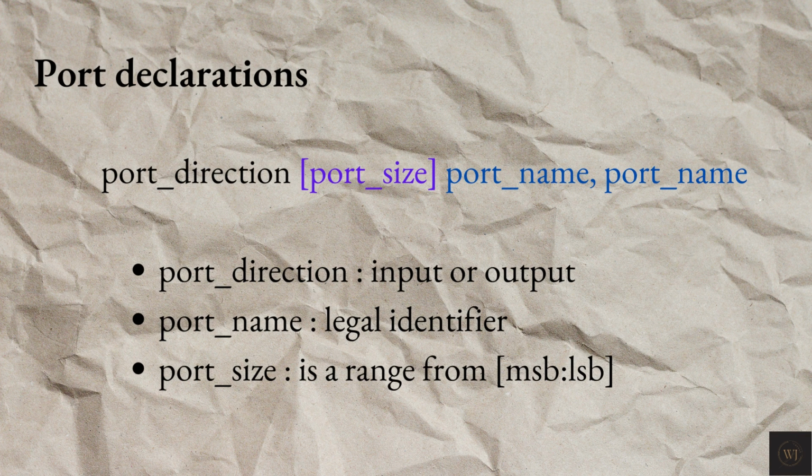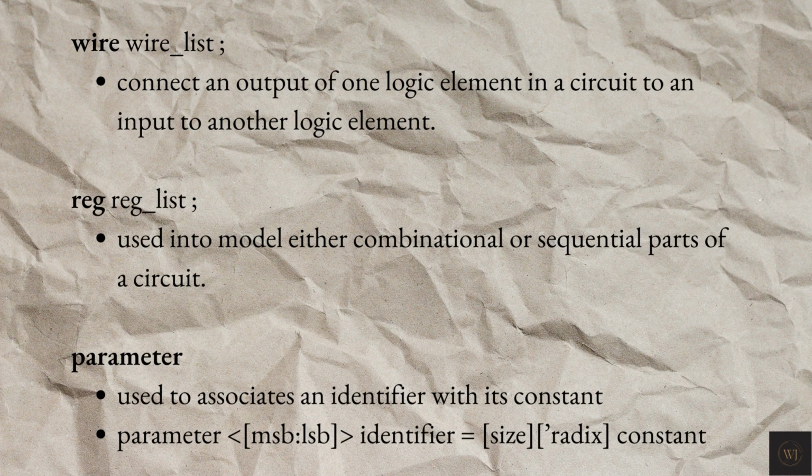Next, go to the declarations. Port declarations: port direction, port size, port name. Port direction is input or output. Port name is a legal identifier. Port size is a range from MSB to LSB.